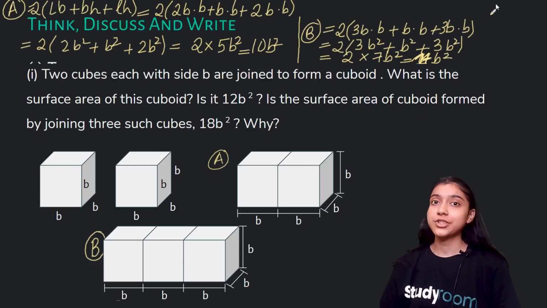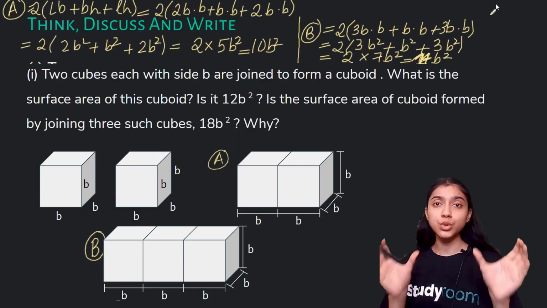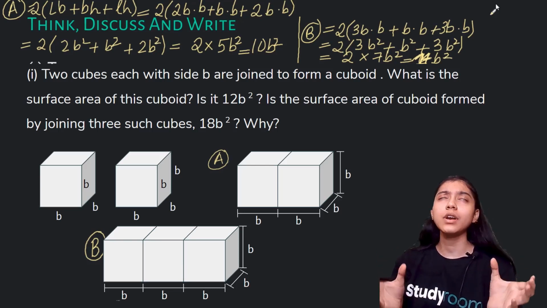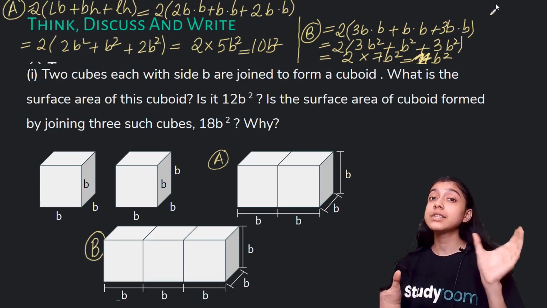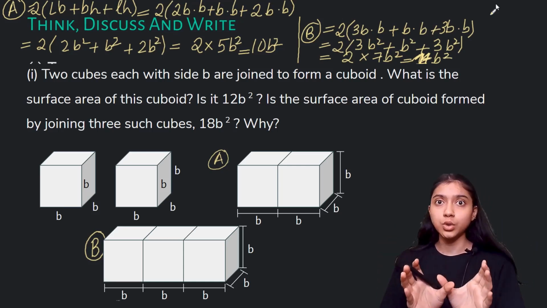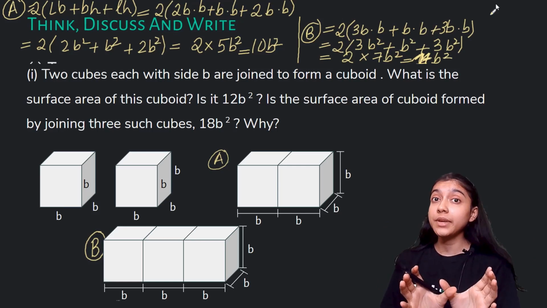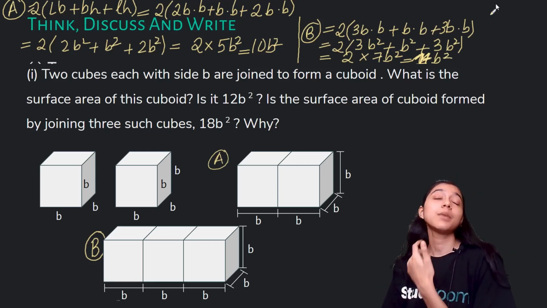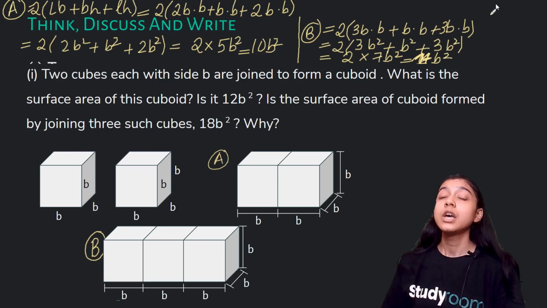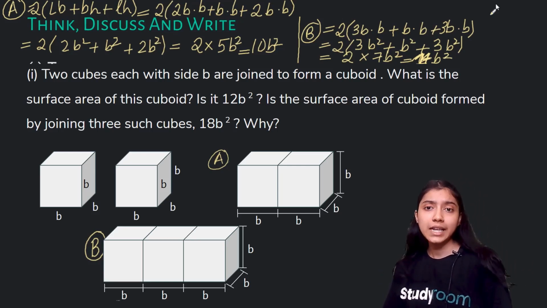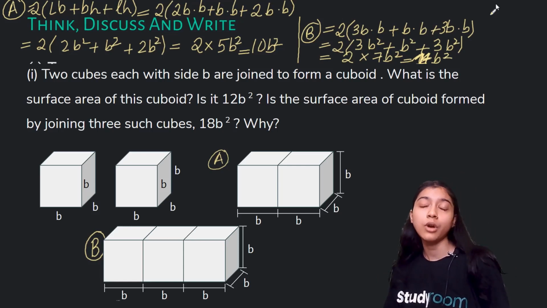Now we have an interesting problem. Let us take 2 cubes. Each cube will have side B centimeters, or let's say B units. So B unit is the side of this cube and this cube as well. Now let us join both the cubes. The resulting figure will be a cuboid. So this cuboid is the resulting shape after joining these 2 cubes. We have to calculate the total surface area of this cuboid, and let's see whether the total surface area is 12B square or not.